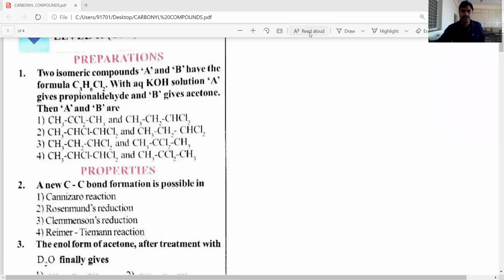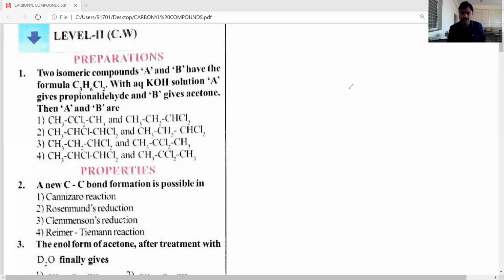The first question is very easy. It's about the property of dihalides, geminal dihalides and vicinal dihalides. See here, two isomeric compounds A and B. Its molecular formula is C3H6Cl2. Let it be A, and another compound with the same molecular formula, C3H6Cl2, is B. Now treated with aqueous KOH.